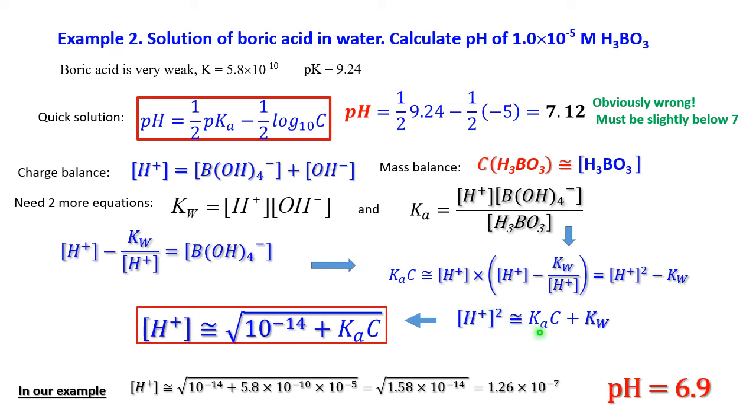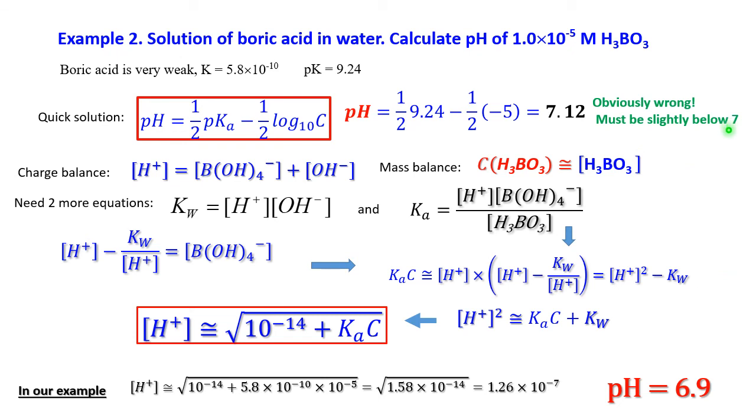H+ squared is KaC plus Kw. You remember before that we simply had the same but without Kw. So our general formula will be H+ approximately the square root of 10 to the negative 14 plus Ka multiplied by C. Okay, for our specific example, H+ will be the square root of 10 to the negative 14 plus 5.8 times 10 to the negative 10 multiplied by 10 to the negative 5. It's 10 to the negative 15. So total will be 1.58 times 10 to the negative 14. And taking the square root, 1.26 times 10 to the negative 7. And pH will be 6.9.